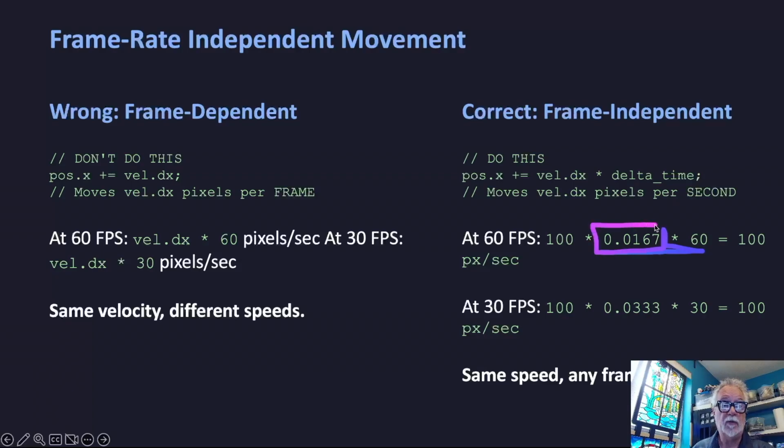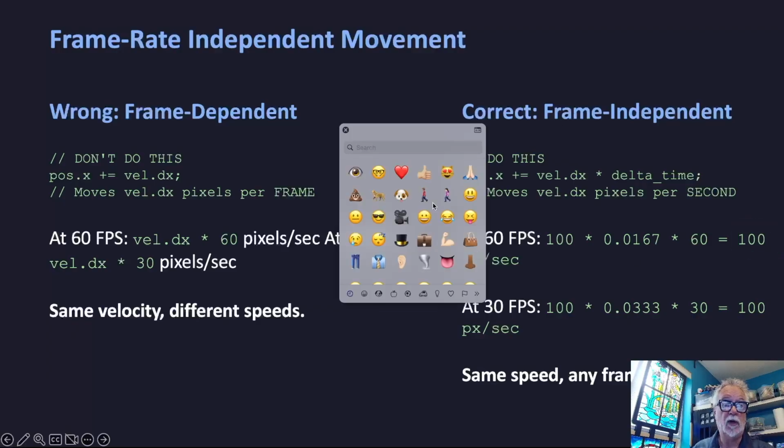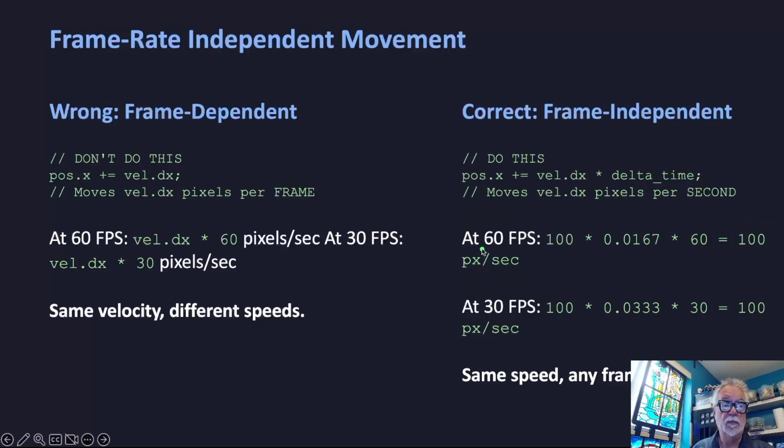frame. Now, if I multiply this by 60, this cancels out and becomes 1. Now, if for some reason I'm now running at 30 frames per second, my delta changes. So again, I have 100 pixels per second here. Right? So the goal here is that regardless of what FPS you're running at, the perceived speed is the same.